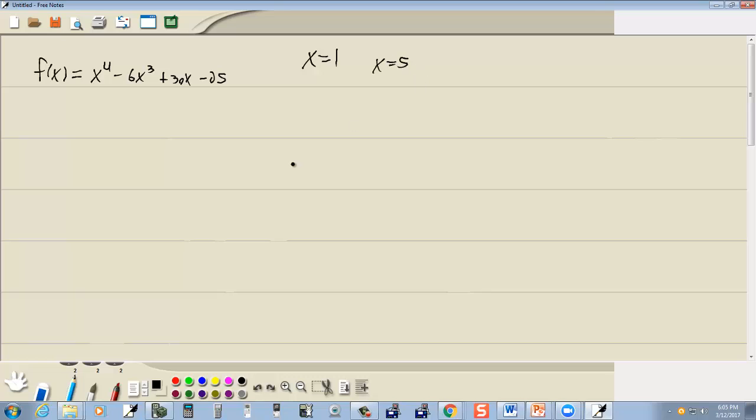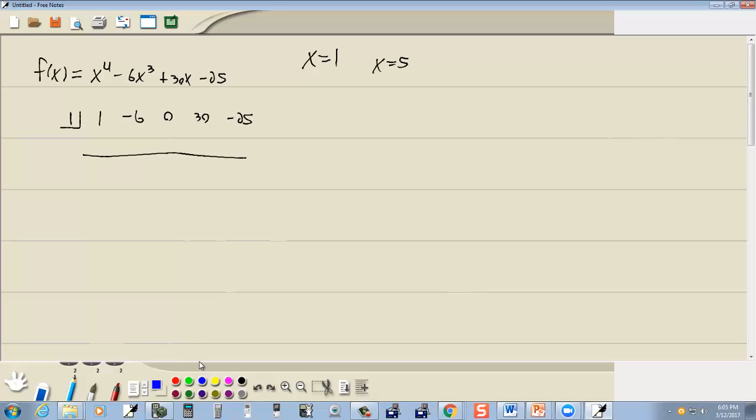Well, it would have been nice if we found all of our answers via the calculator, but at least we found 2. So what we're going to do is plug those into synthetic division. So I got 1, -6, 0, 30, -25.